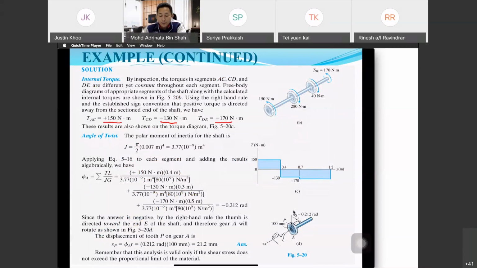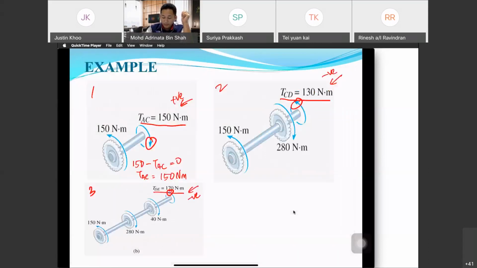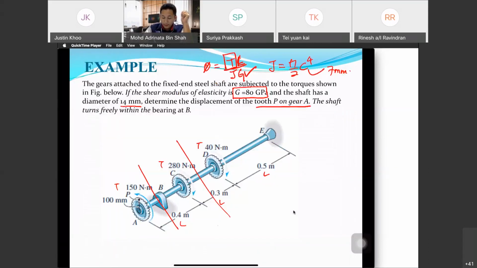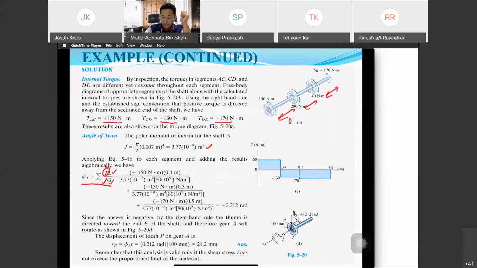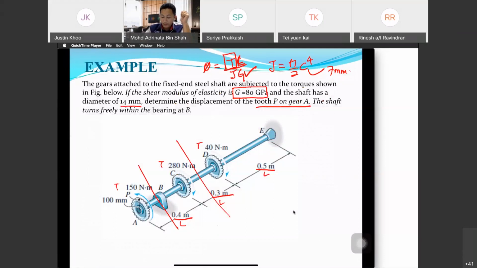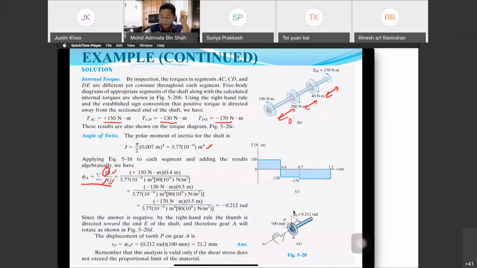Okay, so we have the summation of TL over JG. G is given, J you can calculate for the shaft. You have calculated your torque and you need to find it in your L. So this one here, you have L is equals to 0.4, 0.3, and 0.5. This depends on the region that you have calculated. So this is your L.